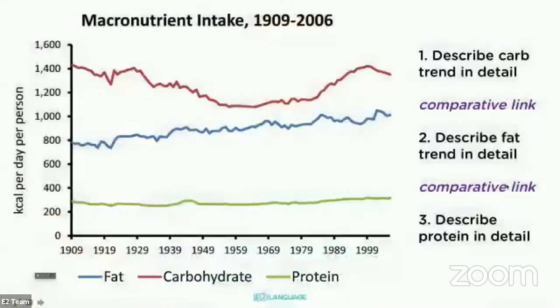Last one, let's do protein. This should be a bit simpler. But again, I want you to put a comparative link between fat and protein. I want you to use in contrast or conversely or one of those sorts of discourse markers.